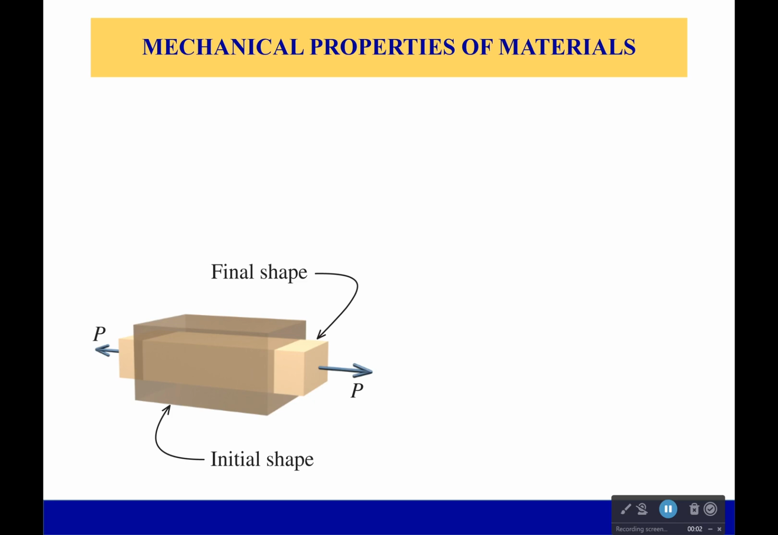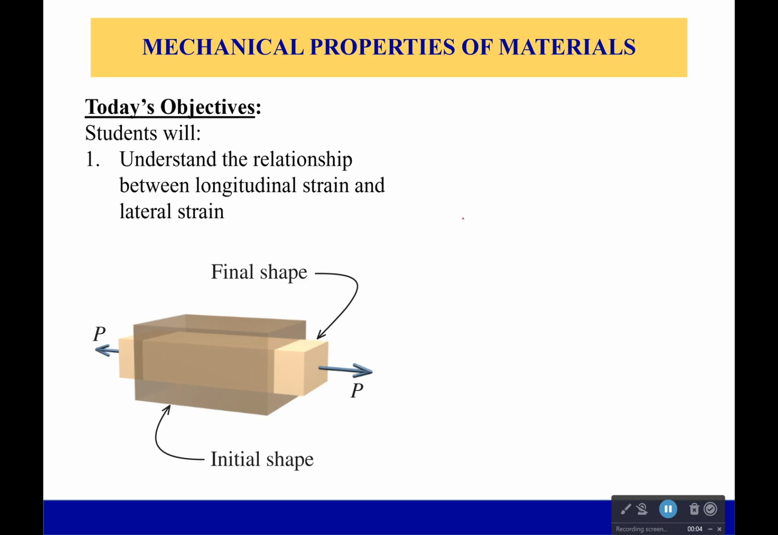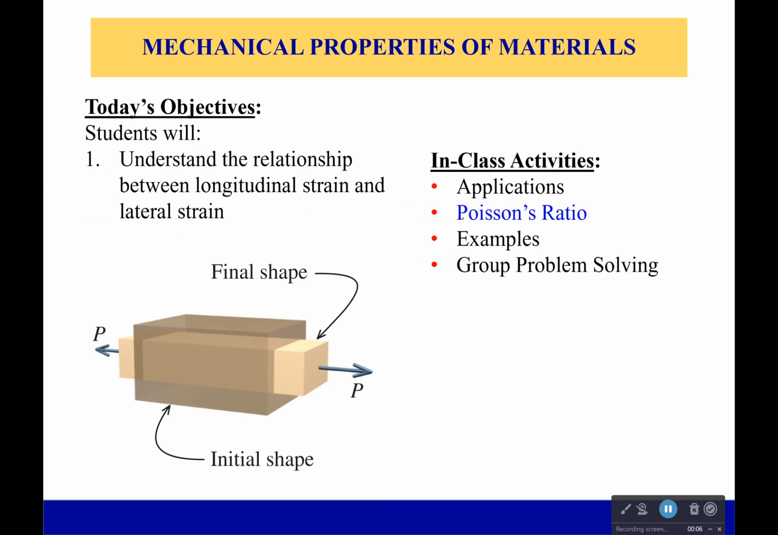Hello everyone, welcome back. So today we're going to be learning about Poisson's ratio. Poisson means fish, but it was actually the person's name, so that's why we have the name today.